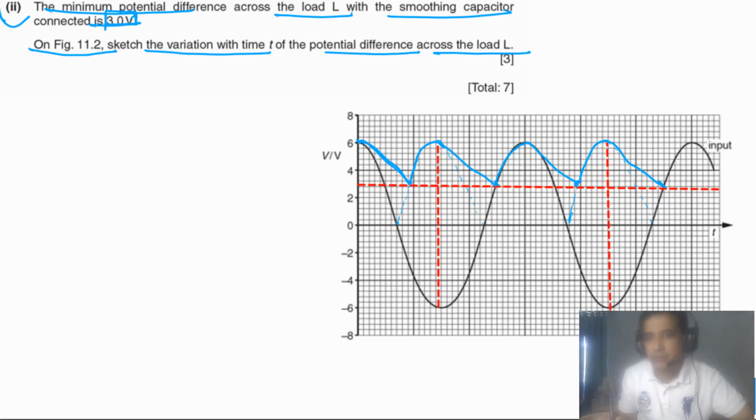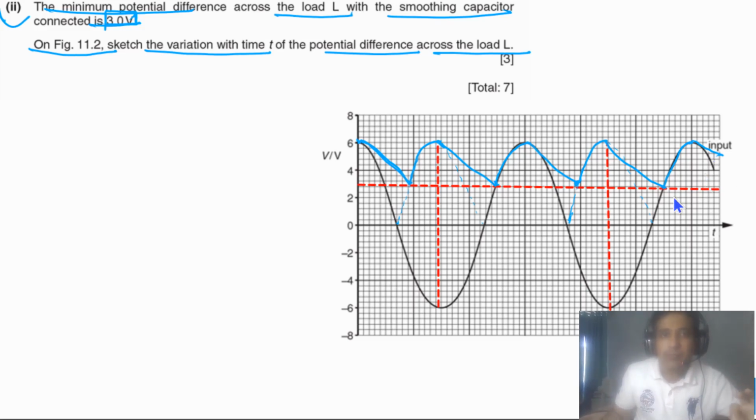So the last one we can draw again, because this is not good looking, so we can draw it in a nicer way. So this will discharge to 3.0 volts, and again this will charge, and again discharge, like this. So this is how you need to draw.